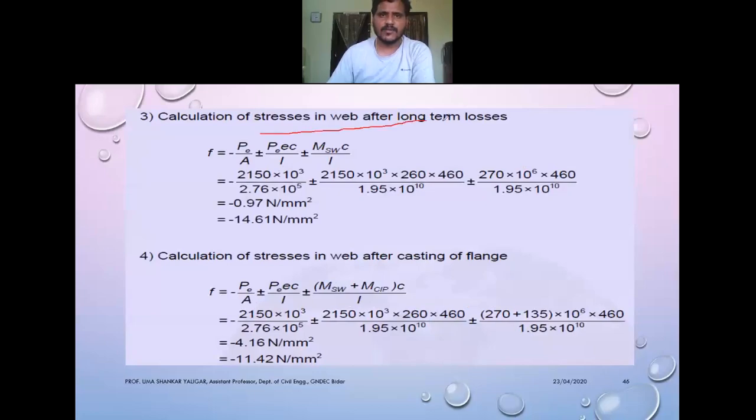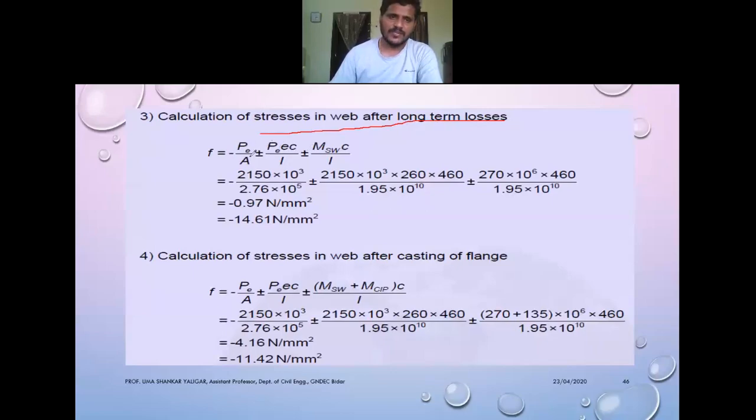Now stresses in the web after long term loss. After the web has attained its complete strength, it is then subjected to long term loss. Whenever it is subjected to long term loss, instead of the initial prestressing force P naught, you will get an effective prestressing force. This is the effective prestressing force, the force after all the losses.